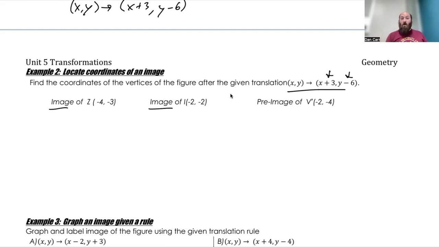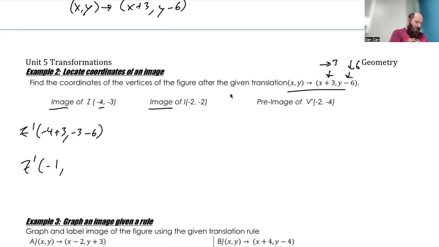Now, I think it's helpful to think about what this looks like. Well, if I'm adding 3 in the x direction, I'm moving to the right 3. If I'm subtracting 6 in the y direction, I'm going down 6. So if I want to find my image, remember image, we always call it Z prime or whatever letter there is. This is that prime notation. I'm basically just going to do each of the points, the x and y's, and do the adding 3 and subtracting 6. So for Z prime, that's going to be -4 plus 3. And then for y, it's going to be -3 minus 6. So for this one, I get a -1 and -9. So that's my Z prime.